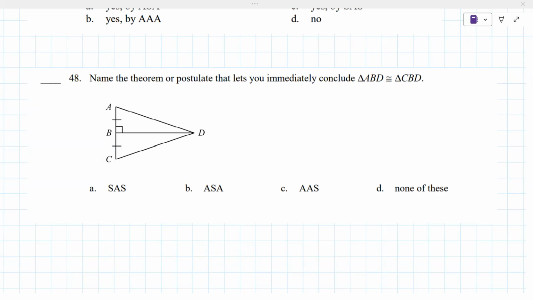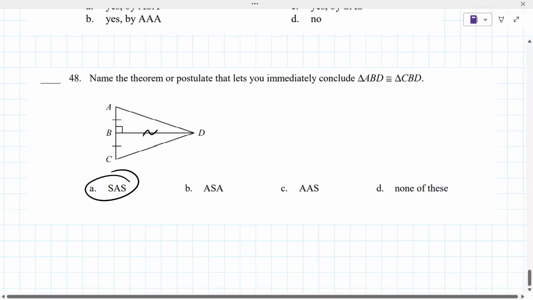Will this be A? Side angle side? What is the other side that's congruent? BD. Good. Okay.